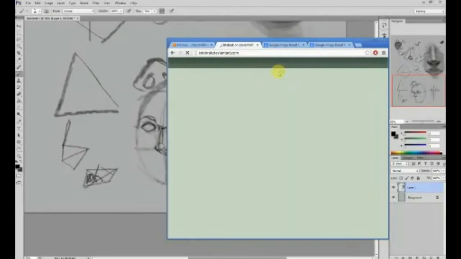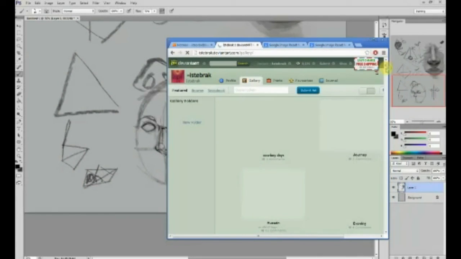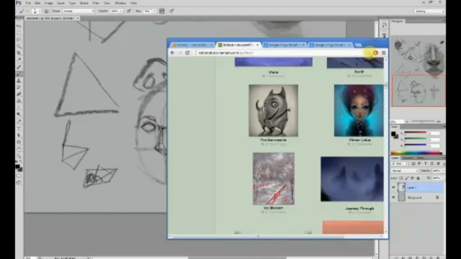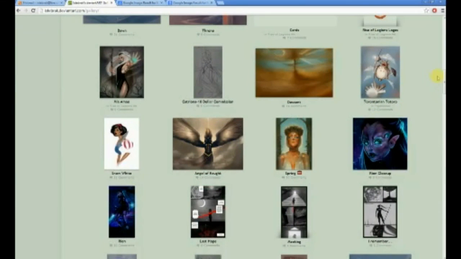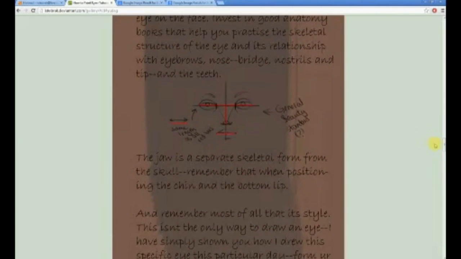on eyes, how to draw eyes. Let's see if I can find it. Okay, here it is. This is the glam rule basically.